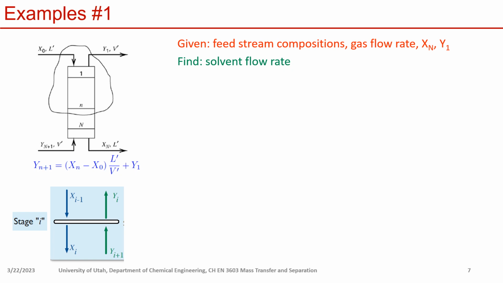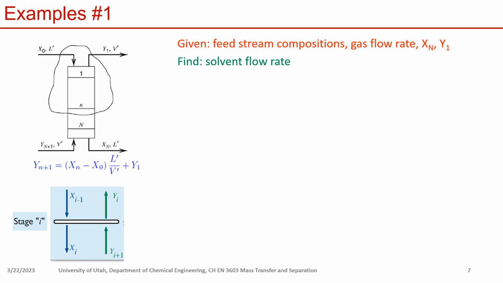So as you can see, there are 6 variables in this equation. As long as we know 5 of them, we should be able to figure out the last one. One example is here. If we know the phase stream compositions, that's x0 and yn plus 1, we know the gas flow rate, that's V prime, and we know xn and y1. Let's find the solvent flow rate. The only one that's missing is this one.